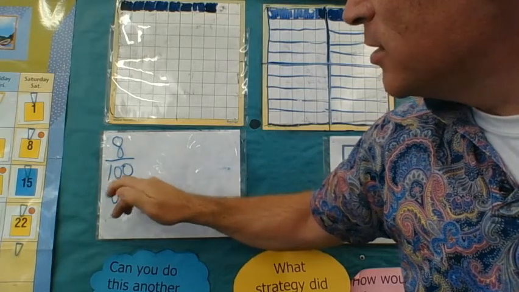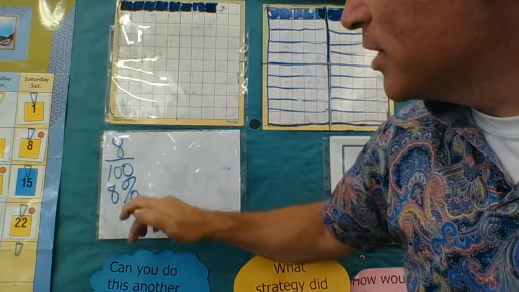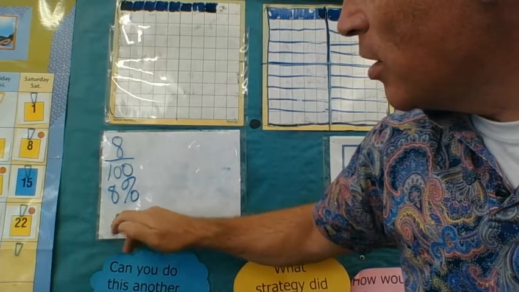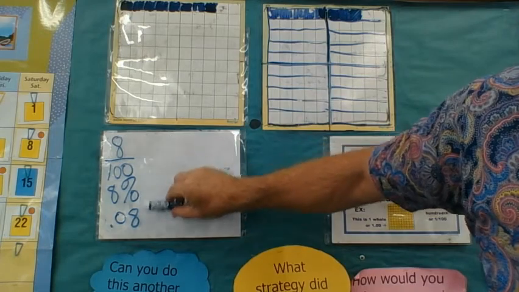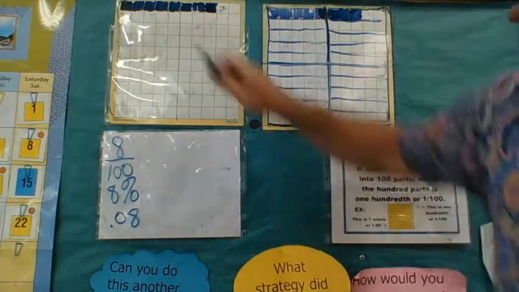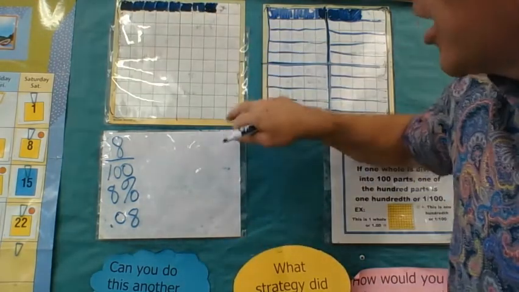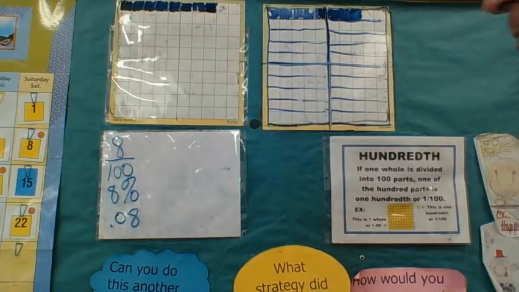We have 8%, and we have 8 hundredths. English, Latin, Greek. But they mean the same thing, 8 out of 100. The whole has been cut up into 100 pieces, and we have 8 of them.